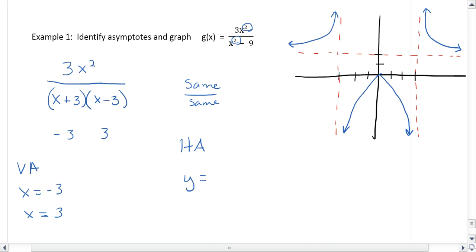So what leading coefficient means, it's the highest exponent, and we look at the number that's attached to that. So both of them, the highest exponent is the x squared. The leading coefficient in the numerator is a 3, so I use that as my numerator. The leading coefficient in the denominator is 1, so it's 3 over 1. Therefore, my horizontal asymptote is at y equals 3. And that completely fits with what I'm seeing in the graph.